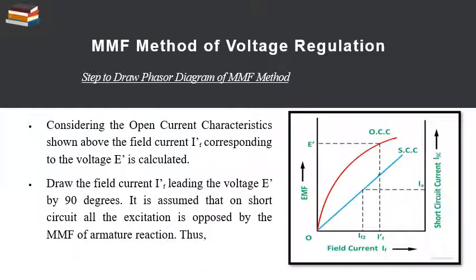Draw the field current IF leading the voltage E by 90 degrees. It is assumed that on short circuit all the excitation is opposed by the MMF of armature reaction. Thus, IF dash is equal to IF dash angle 90 minus alpha.